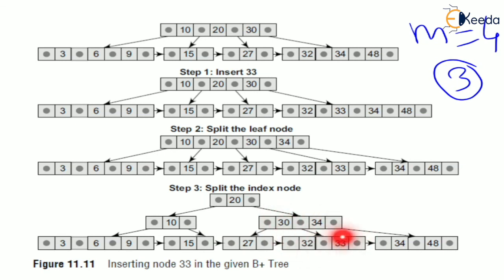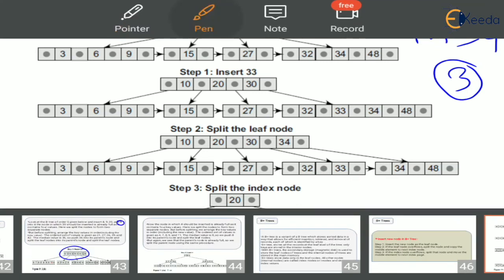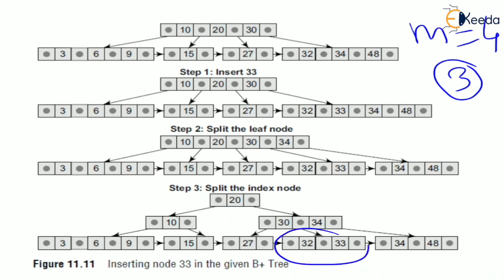This 32 and 33 are the middle values between 30 and 34. So we are inserting this 33 over here, and the bigger values to the right hand side of the 34, that is 34 itself and 48. So in this systematic manner, you can insert the 33 over here.